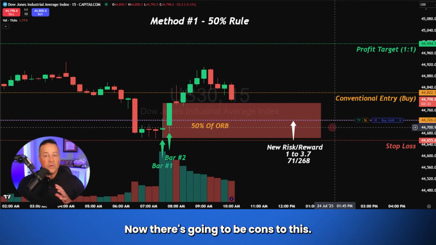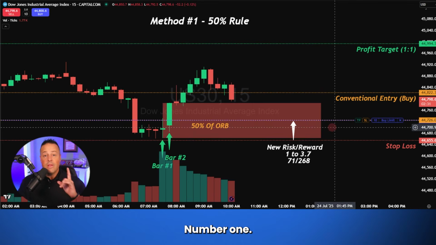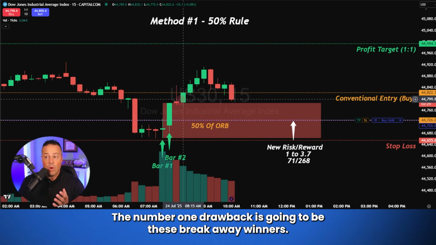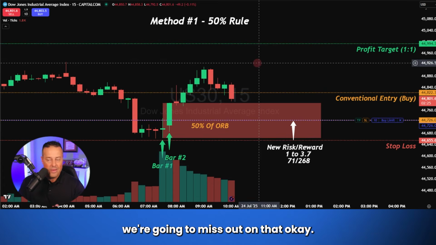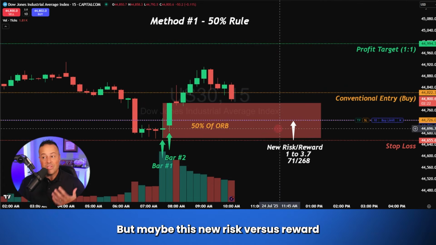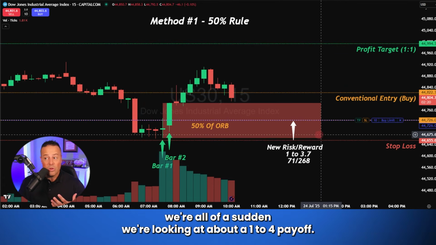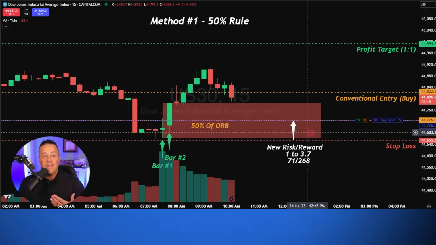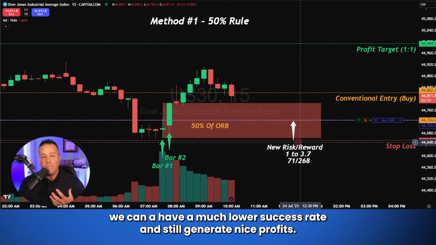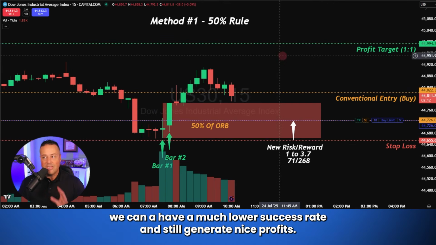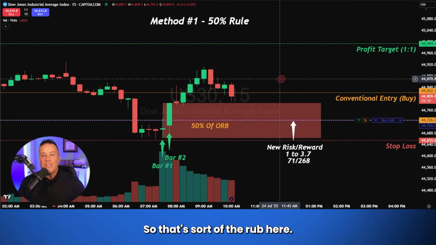Now, there are going to be cons to this. Number one, the number one drawback is going to be these breakaway winners. If this would have just gone up and got its points, we're going to miss out on that. But maybe this new risk versus reward, where all of a sudden we're looking at about a 1 to 4 payoff, helps. We don't have to be right very often with a 1 to 4 payoff. With 1 to 3.7, we can have a much lower success rate and still generate nice profits. So that's sort of the rub here.